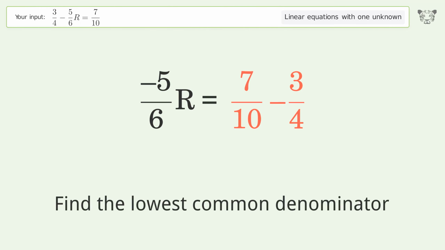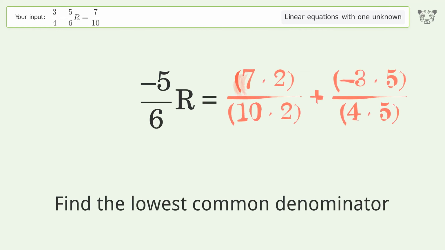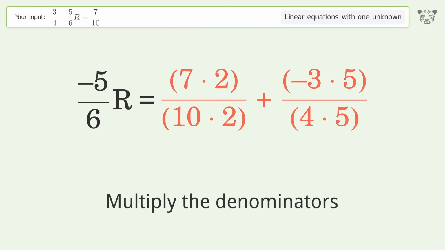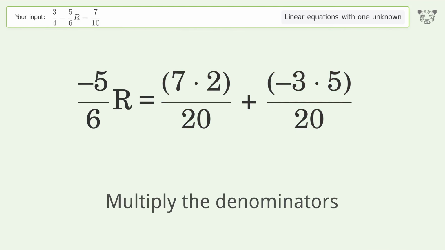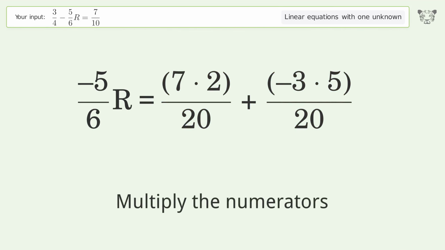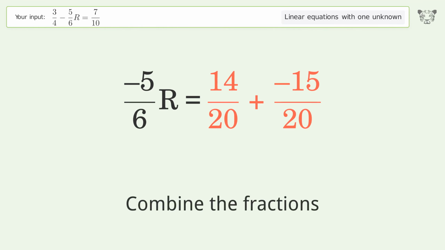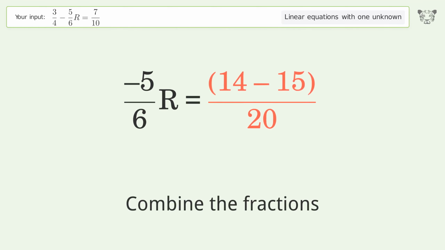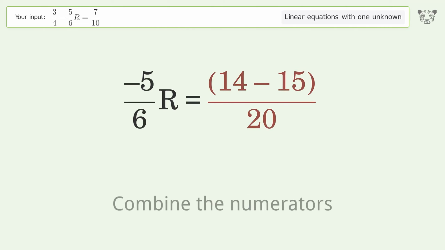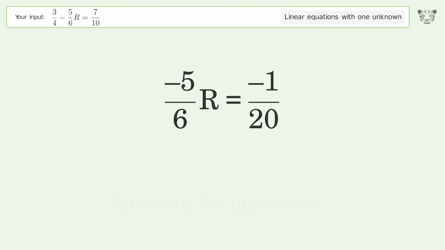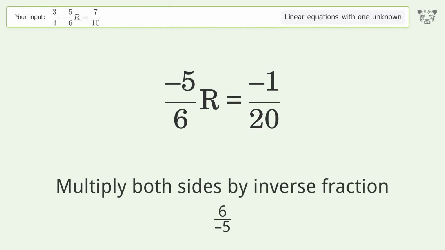Find the lowest common denominator. Multiply the denominators. Multiply the numerators. Combine the fractions. Combine the numerators. Isolate the r. Multiply both sides by inverse fraction 6/-5.